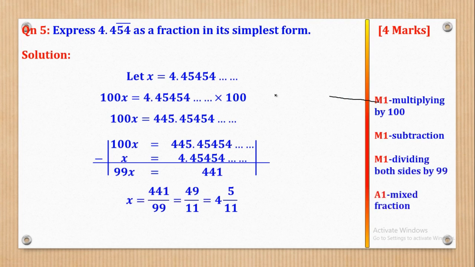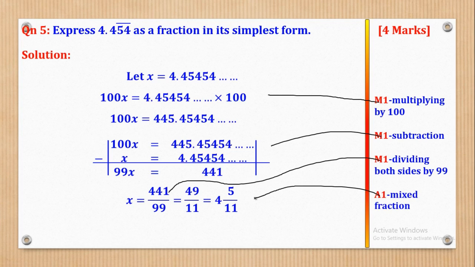So M1 will be for multiplying by 100, M1 for subtraction, M1 for dividing by 99, A1 for the mixed fraction.